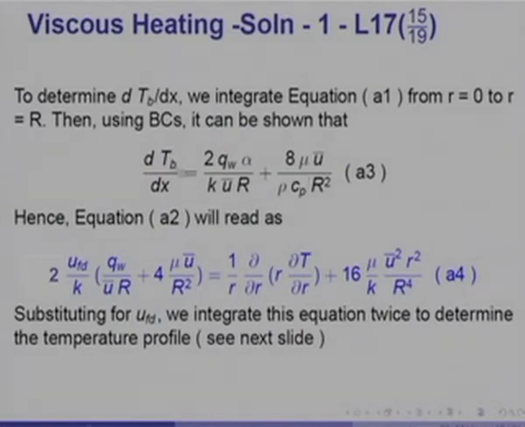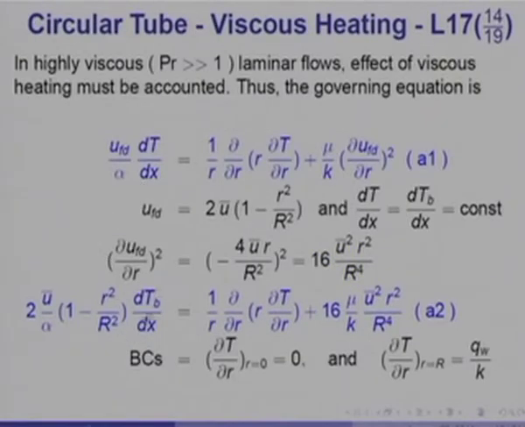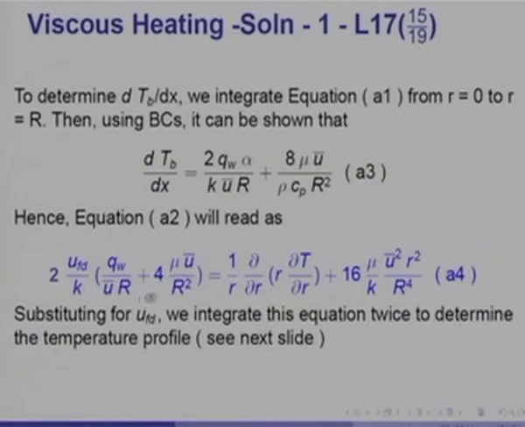The result is dT bulk by dx would turn out to be 2 q wall alpha by k u bar r, which is the case when no viscous heating is included. But now you see that the bulk temperature rise is also influenced by the amount of viscous heating that has taken place, and that is equation A3. So, if I substitute dT bulk by dx in equation A2, which is this equation, I will have an equation which looks like this.